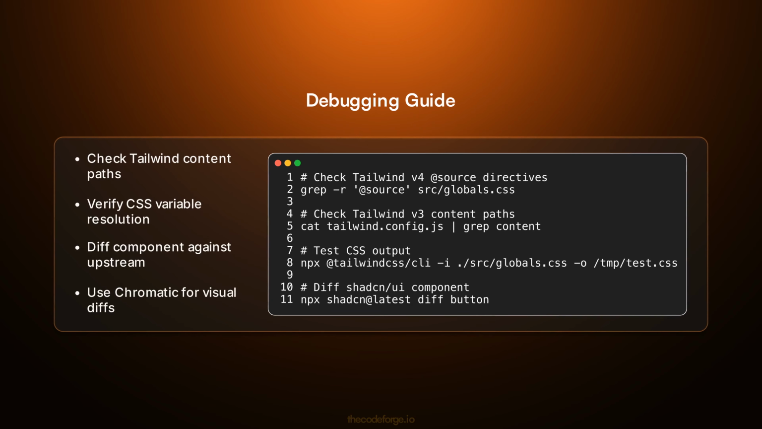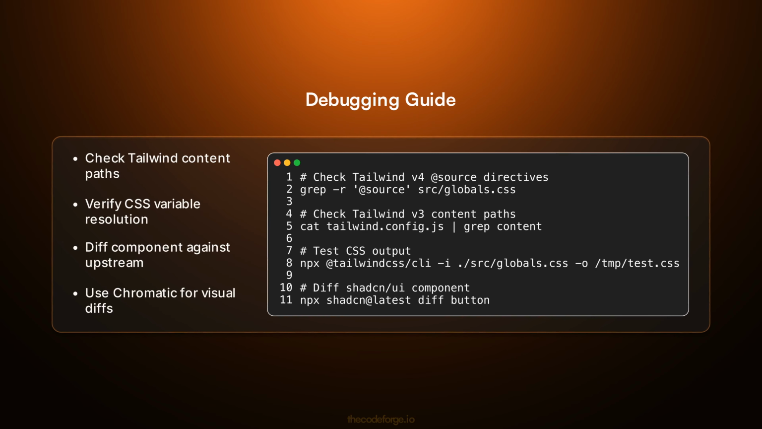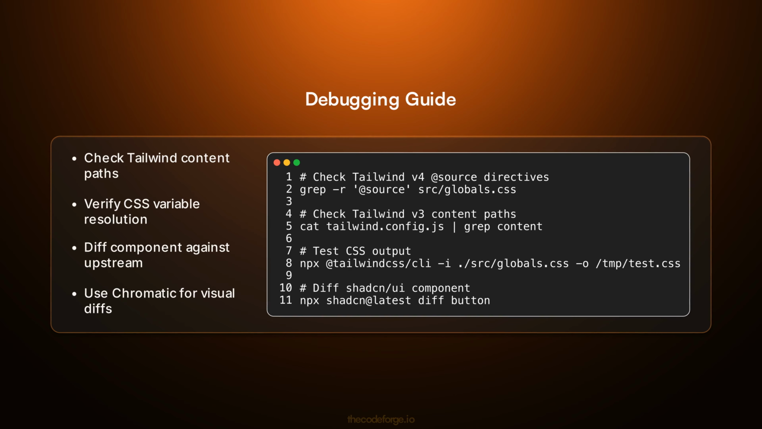When components misbehave, start by checking Tailwind's content paths. In v4, verify the @source directives. In v3, check the content array. Use the CLI to test CSS output. Diff components against upstream to catch breaking changes.